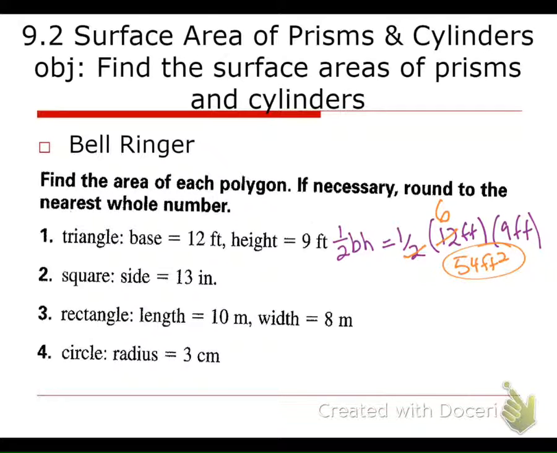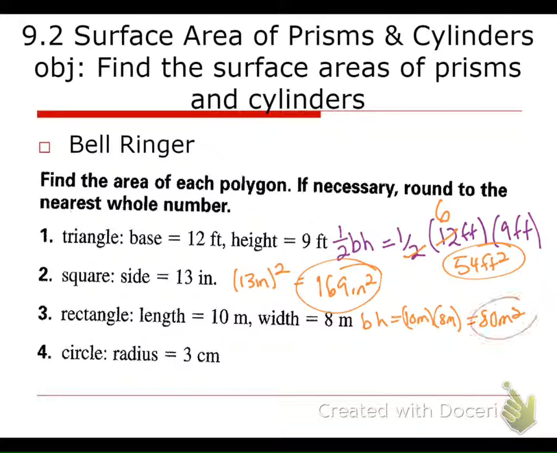After this, we have the area of a square. Who can tell me the formula for area of a square? It's base times height, side times side. In a square, it has the same, so we just do 13 inches squared. Not 15, 13. What's 13 times 13? Yep, 169 inches squared. This is all chapter 8. And then we have a rectangle, length and width. And how do we find the area of a rectangle? Yep, still base times height. So that's going to be 10 meters times my 8 meters, which gives me 80 meters squared.